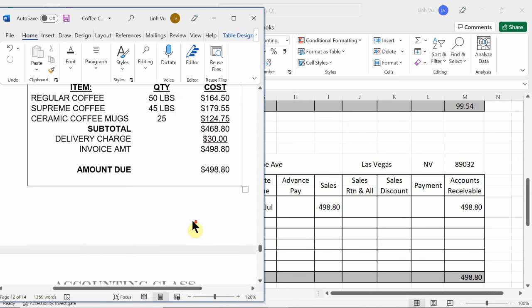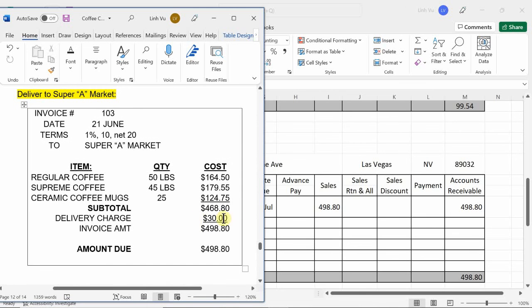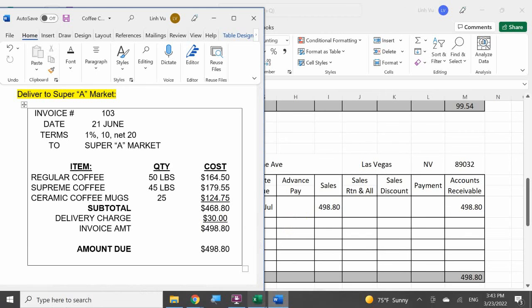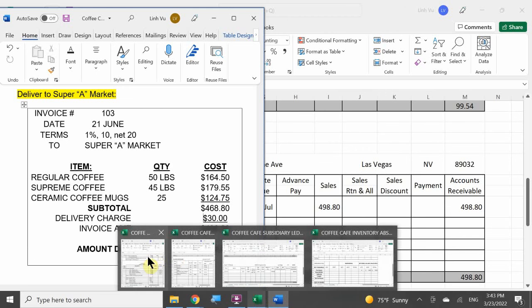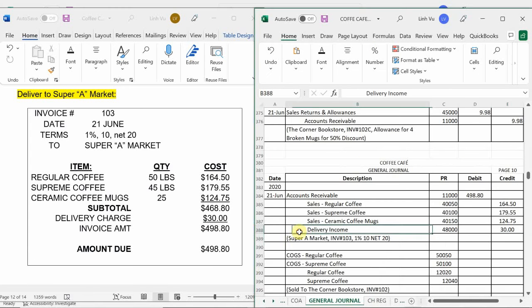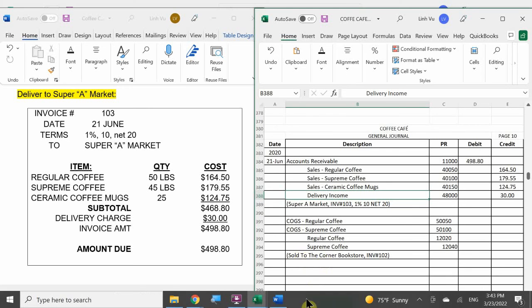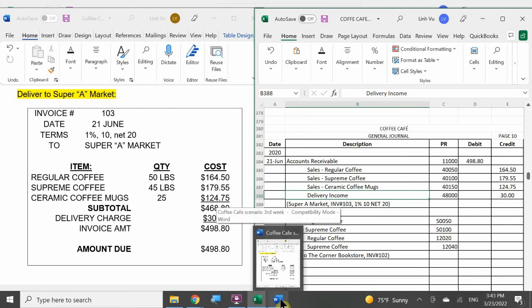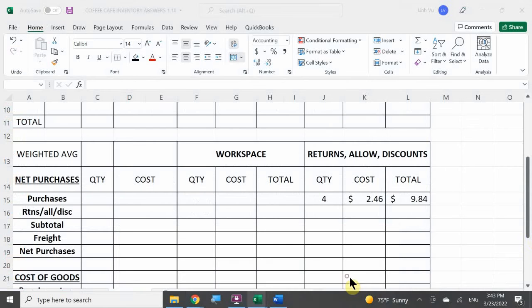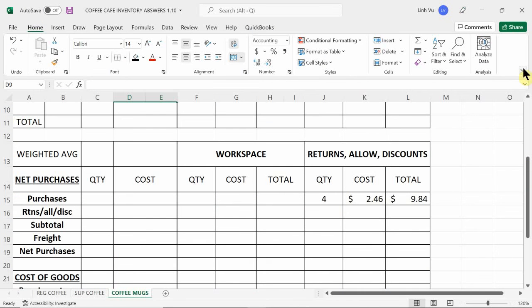Last but not least, right? We need to update the inventory because in this case, we know exactly how many pounds that we sold. So, I sold 50 pounds of the regular coffee and 45 pounds of the supreme coffee. Okay.